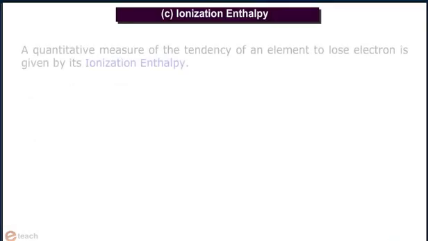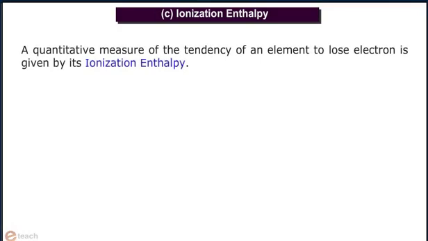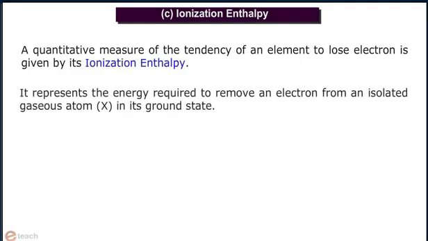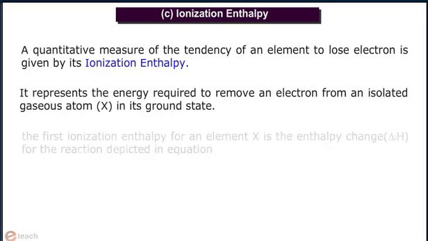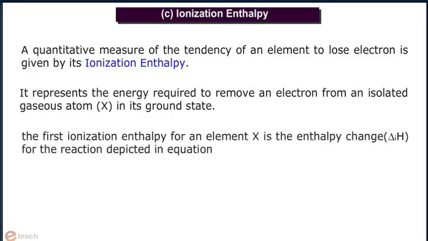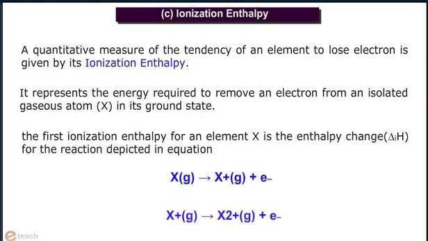Ionization enthalpy. A quantitative measure of the tendency of an element to lose electron is given by its ionization enthalpy. It represents the energy required to remove an electron from an isolated gaseous atom in its ground state. The first ionization enthalpy for an element X is the enthalpy change delta H for the reaction depicted in the following equation, while second ionization enthalpy is calculated for the second reaction.